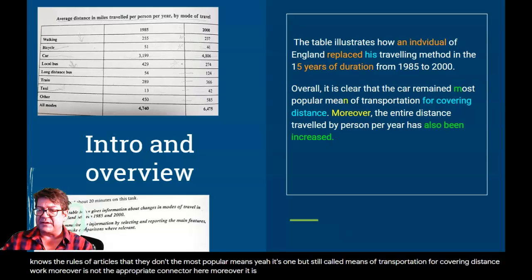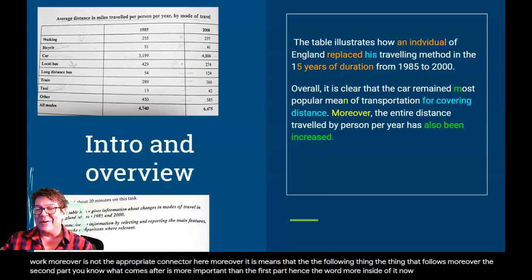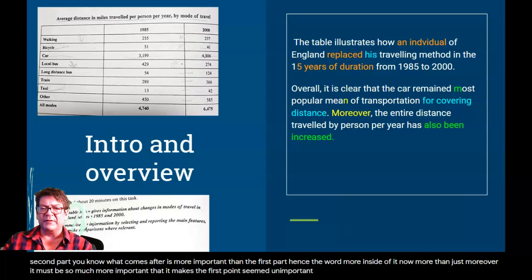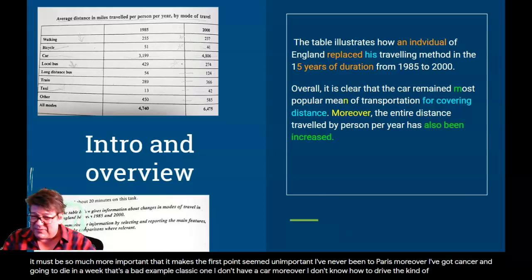Moreover means that the thing that follows moreover, the second part, what comes after, is more important than the first part. Hence the word more inside of it. Now, more than just, moreover, it must be so much more important that it makes the first point seem unimportant. I don't have a car. Moreover, I don't know how to drive. That kind of makes the first part not important.